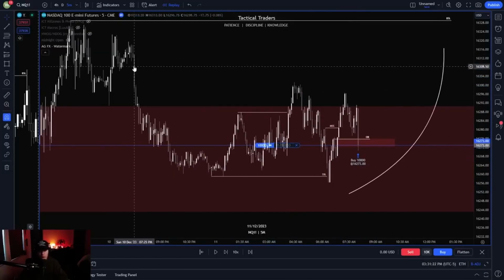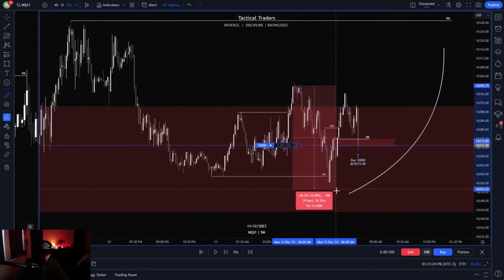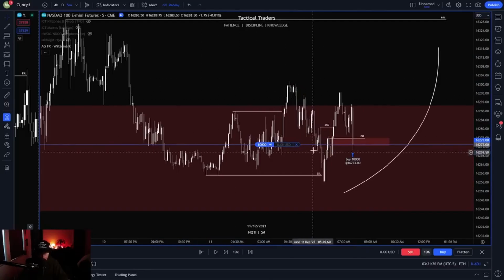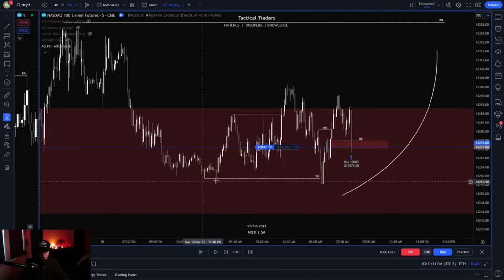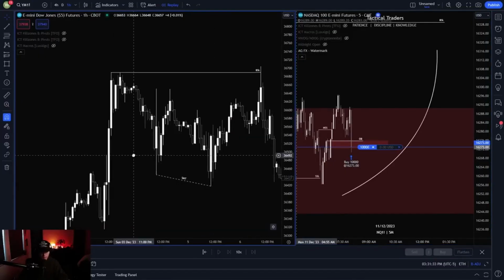Why are we moving higher? Rebalancing to the inefficiency before having the move back lower when we have a market maker sell model here. Displacement to the upside after having a manipulation move here. I'm actually not sure if there was a SMT here. There might have been. Was there?